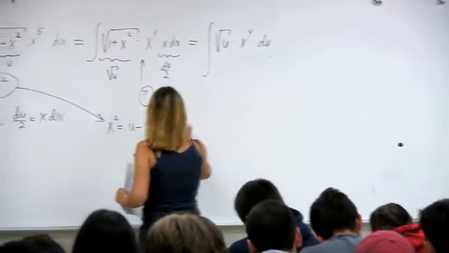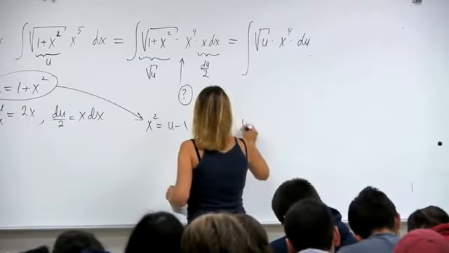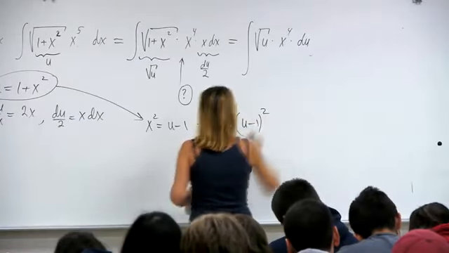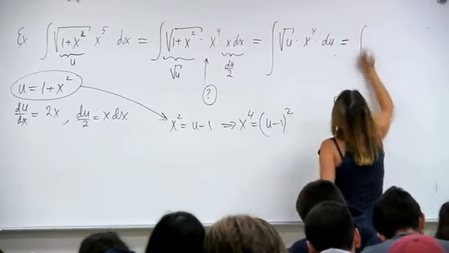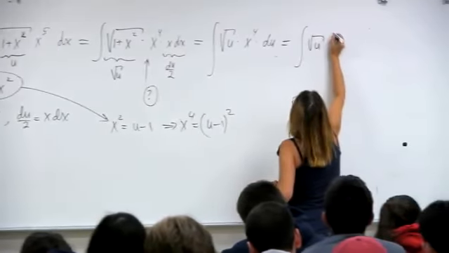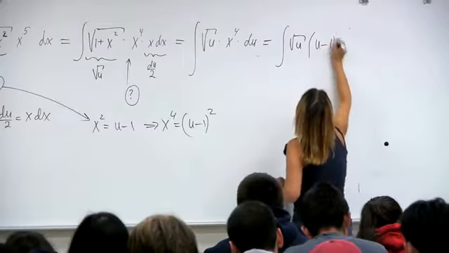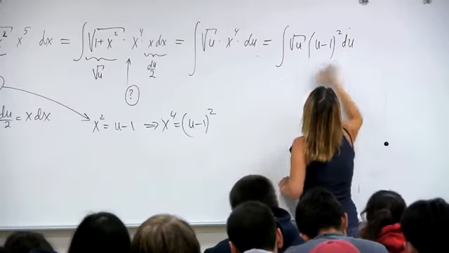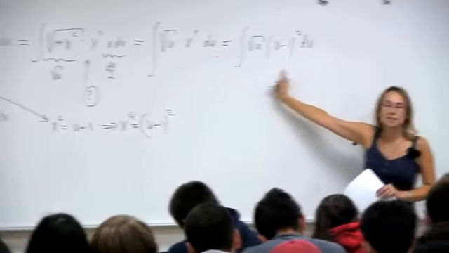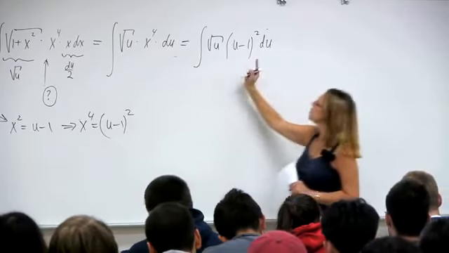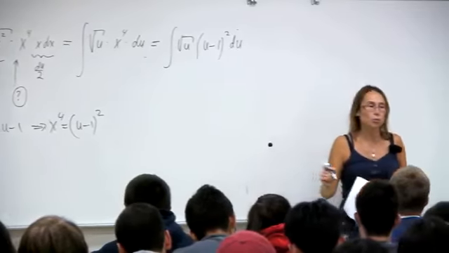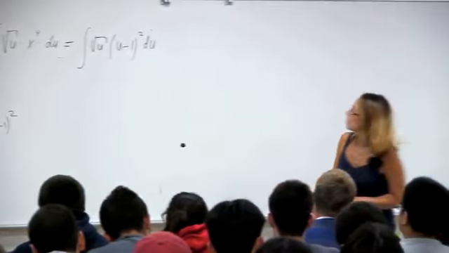What should I do? Square it. To get x to the 4th, I just write down u minus 1 squared. And this is what I have as my next step. u minus 1 squared du. And look, this is already partial success, because I managed to rewrite the integral in terms of x, in terms of an integral, in terms of u. Question? Oh, thank you.